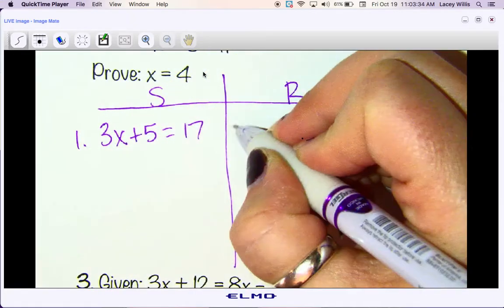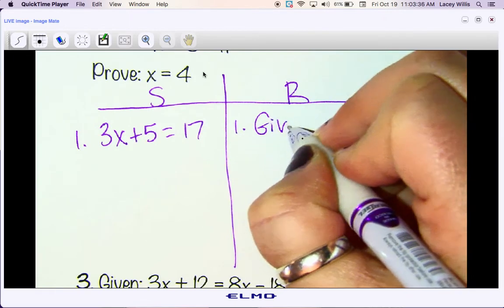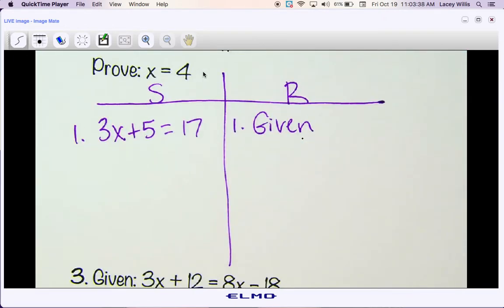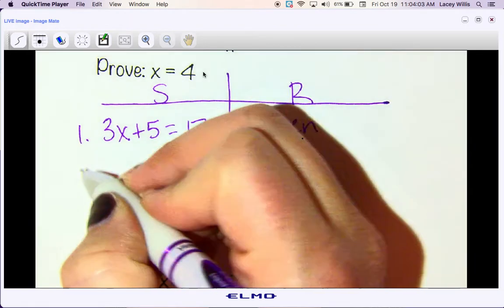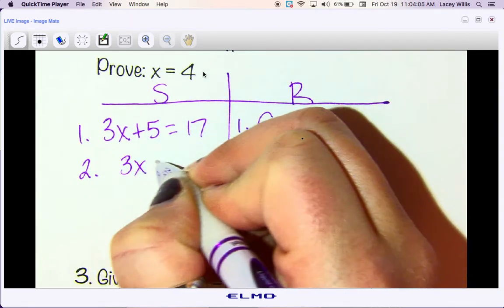Oh, number them. It's a lot easier to grade when they're numbered in case they're not perfectly lined up. Then I can tell what rule goes with what statement. So how would you solve that equation? Subtract 5. Okay, so you don't have to show work in a proof, you just need to show the next statement. So if you subtracted 5, what would you get? 12. So it's 3x equals 12.